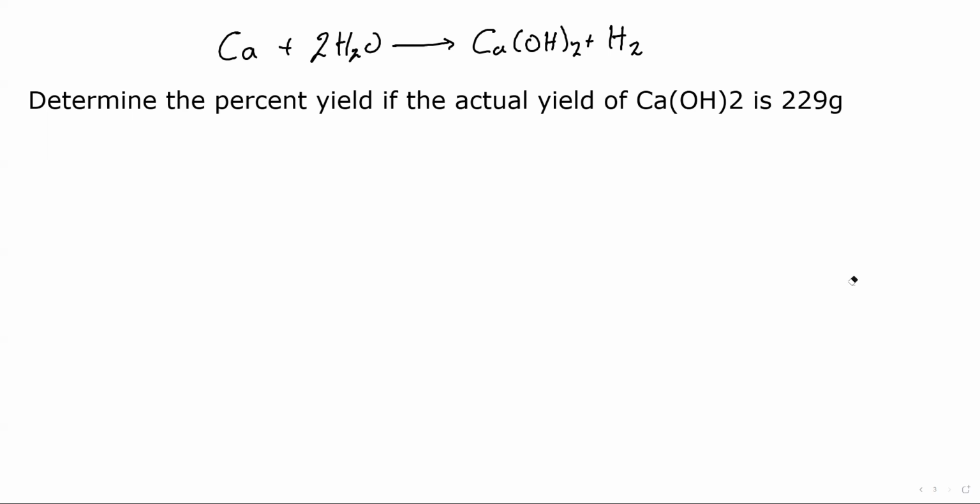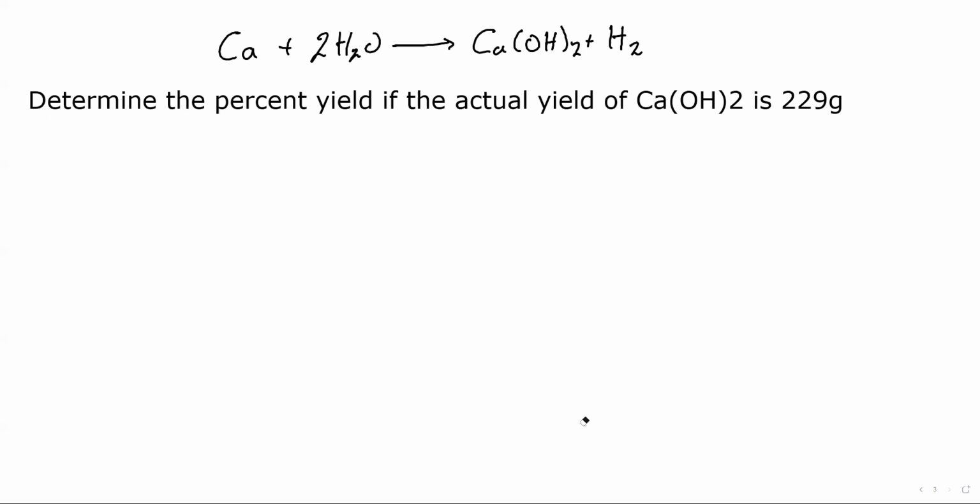But because we live in a real life world, we're going to have some mistakes, and some CaOH2 is just not going to be there. Okay, that's the actual yield. That's the actual value, the value that we actually calculate in the real world.